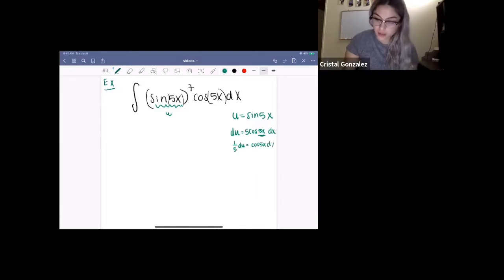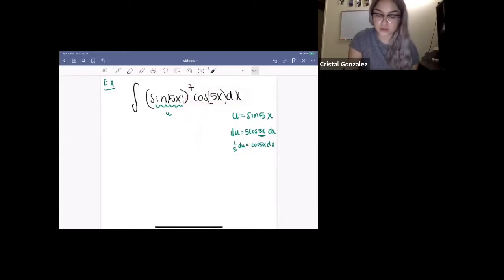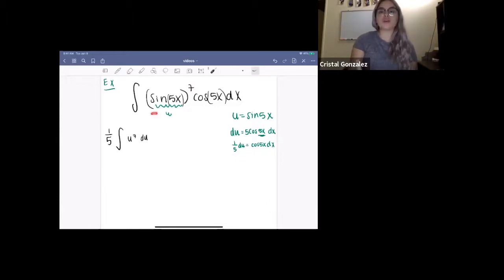And look at that. This whole thing is getting replaced right over here by 1/5 du. Perfect. That's exactly what I wanted. So that's going to be 1/5 times the integral, and now I'm going to have u to the 7th power du. Whoa. We just got a huge complicated function, and now all we have to do is integrate u to the 7th power. That's it?